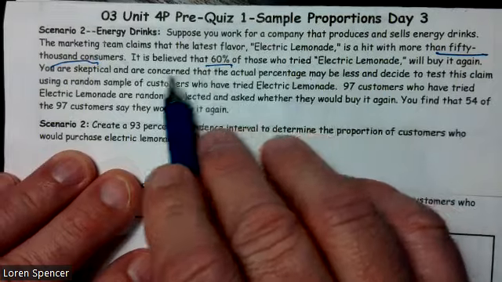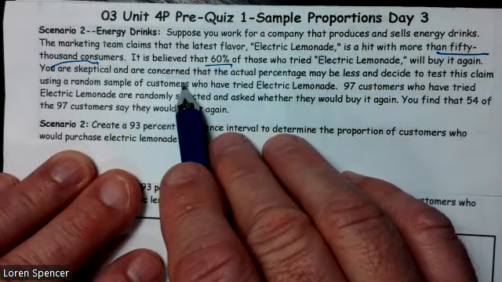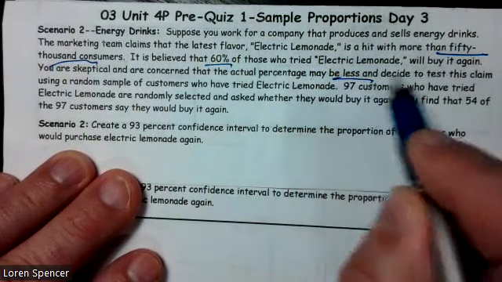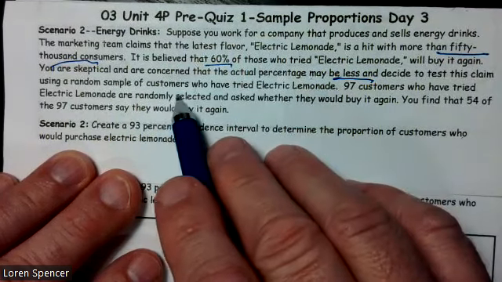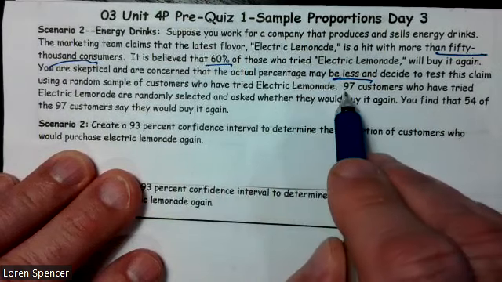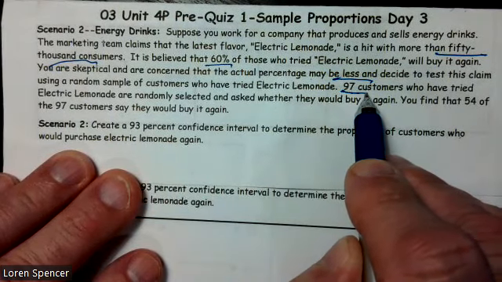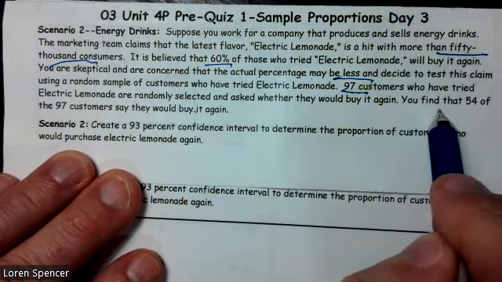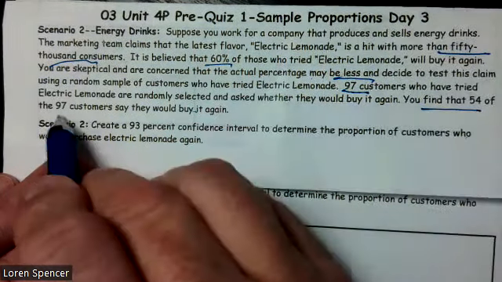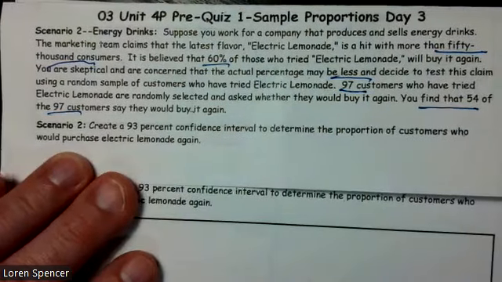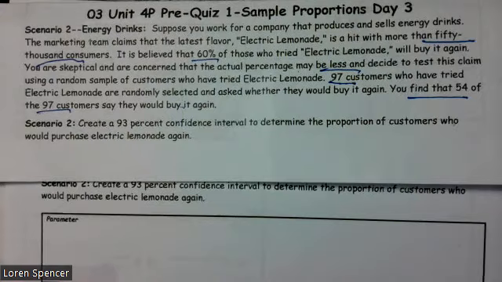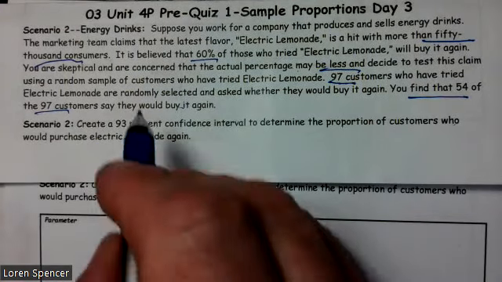That's probably my H0. You're skeptical and concerned that the actual percentage may be less, and decide to test this claim using a random sample who have tried electric lemonade. 97 customers who have tried electric lemonade are randomly selected and asked whether they'd buy it again. You find that 54 of the 97 say they would buy it again. Create a 93% confidence interval to determine the proportion of customers who'd purchase electric lemonade again.